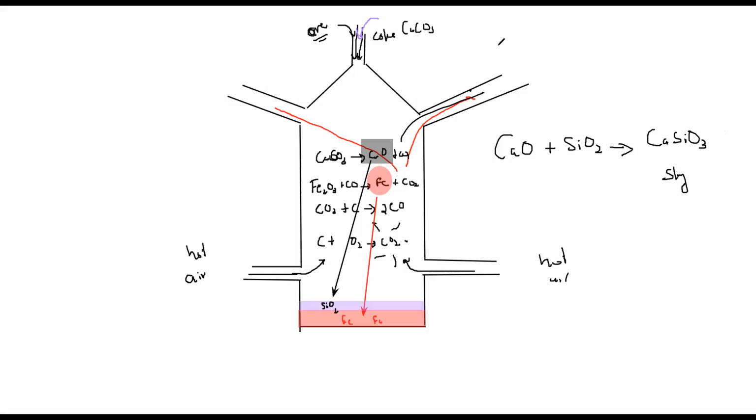So this silicon oxide actually converted into slag. Slag and iron do not mix with each other because iron is denser. Slag is low density, so it will be at the top. Is it clear? This is the purification of iron, extraction of iron in the blast furnace.